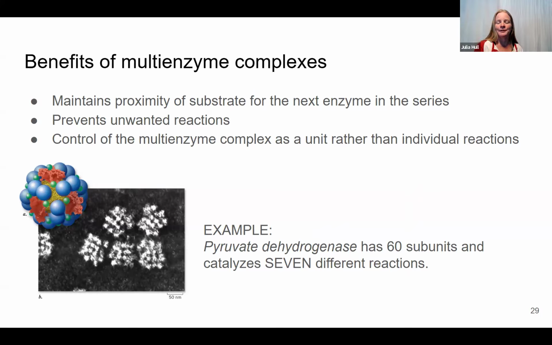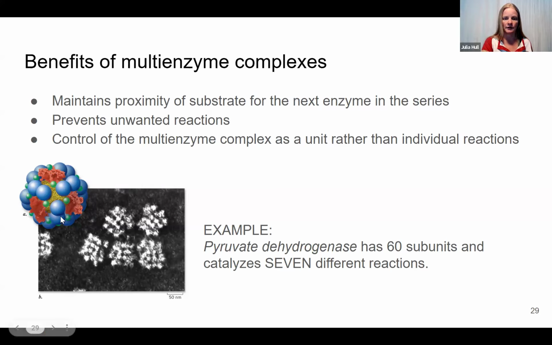We'll see it later, and it'll kind of click then. But what we need to know is that there's actually 60 polypeptides that are creating this enzyme complex. And this one enzyme complex is actually catalyzing 7 different reactions. So the first one's coming in, it's changing it, passing it along in this line, even though this looks like one unit.